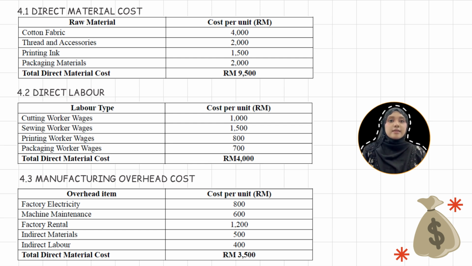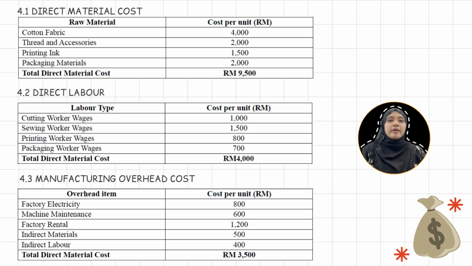First, let's look at the direct material cost. These are the raw materials used to produce the premium cotton t-shirt, such as cotton fabric, thread and accessories, printing ink and packaging material. The total direct material cost is 9,050 ringgit since material make up the largest chunk of production cost. Manager can reduce expenses by minimizing fabric waste and negotiating better supplier price.